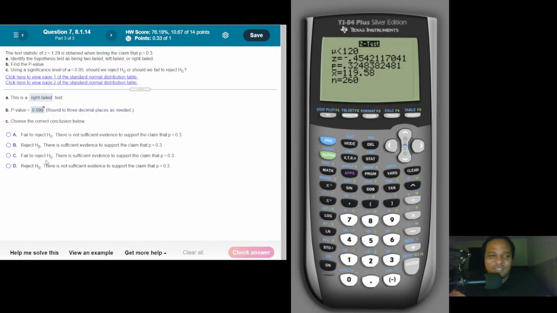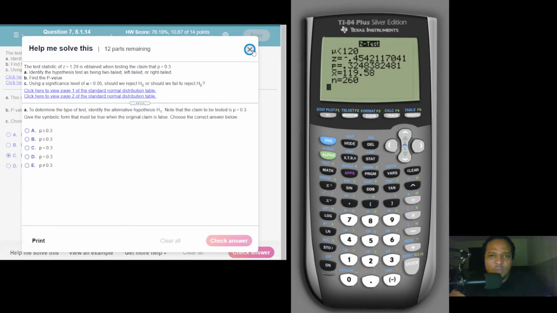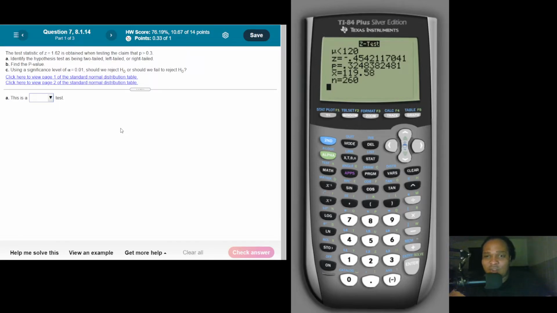Oh, close. You know what? Let's hit help me solve this. And when you exit out, it's going to give us a brand new one. I don't know why I didn't think of it. Anyway. Okay, the test statistic Z is equal to 1.62. This is obtained when testing a claim that P is greater than 0.3. Identify the hypothesis test as being two tail, left tail, or right tail.